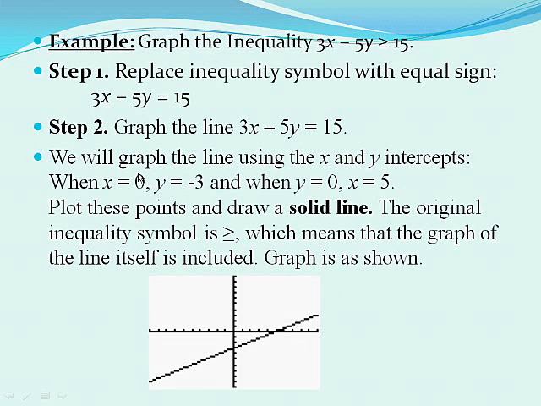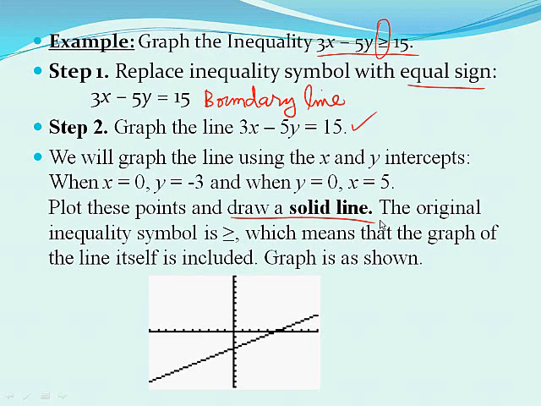Graph the inequality 3x minus 5y greater than or equal to 15. When we replace the inequality symbol with an equal sign, we get the boundary line 3x minus 5y equal to 15. This is what we call the boundary line. We need to graph this boundary line 3x minus 5y equal to 15. And we are going to use a solid line here because the inequality is greater than or equal to.